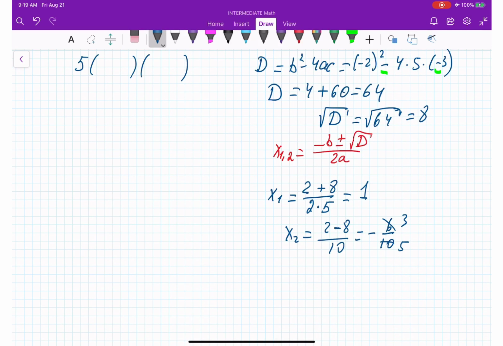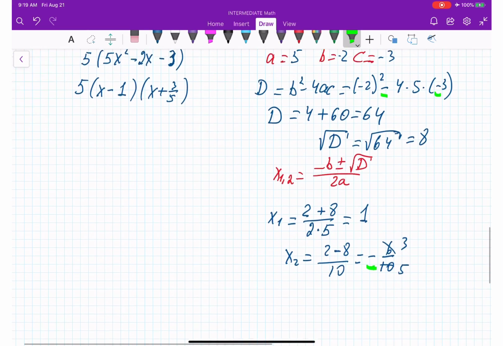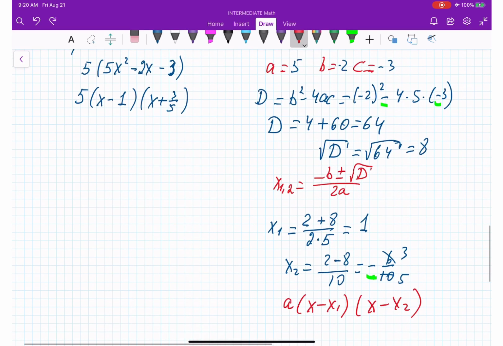So what do we get? 5 times x minus 1, and x will be plus 3 over 5, because here is minus. The x2 itself is minus, and we have to subtract anyway, because what is the format here? The result of the format is going to be a times x minus x1, x minus x2, right? Because we have subtraction here, correct? So with this negative also, it will give me plus.